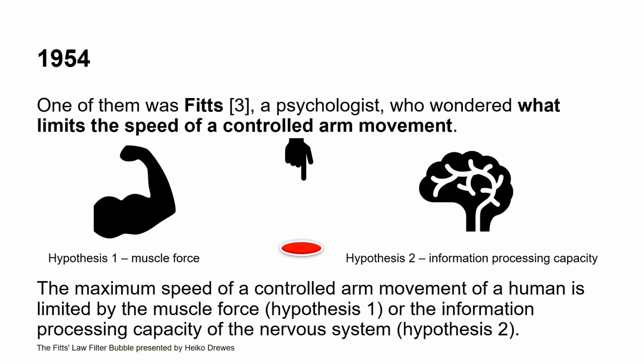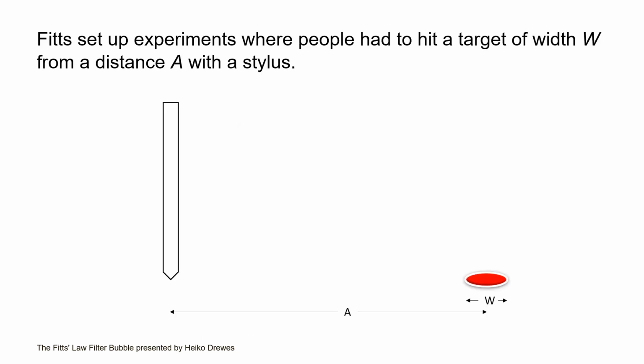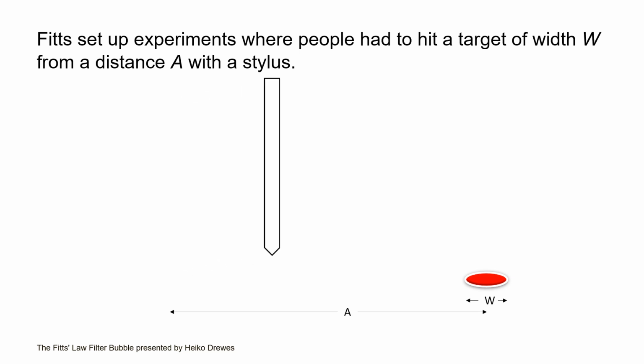One of them was Fitts, a psychologist who wondered in 1954 what limits the speed of a controlled arm movement, for example when pressing a button. The limitation could be the muscle force, hypothesis 1, or the information processing capacity, hypothesis 2. Fitts set up experiments where people had to hit a target of width W from a distance A with a stylus.